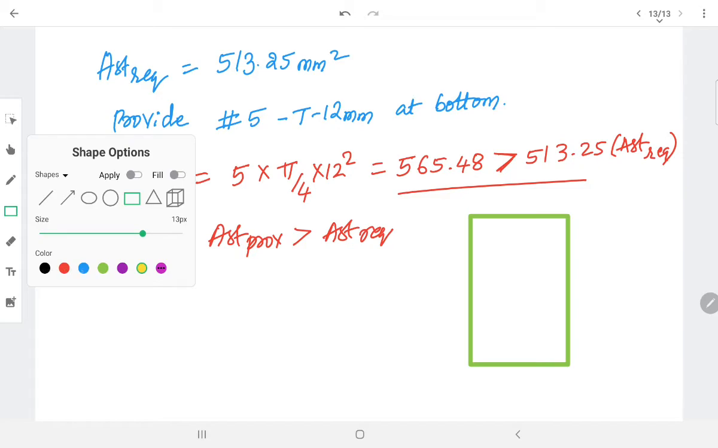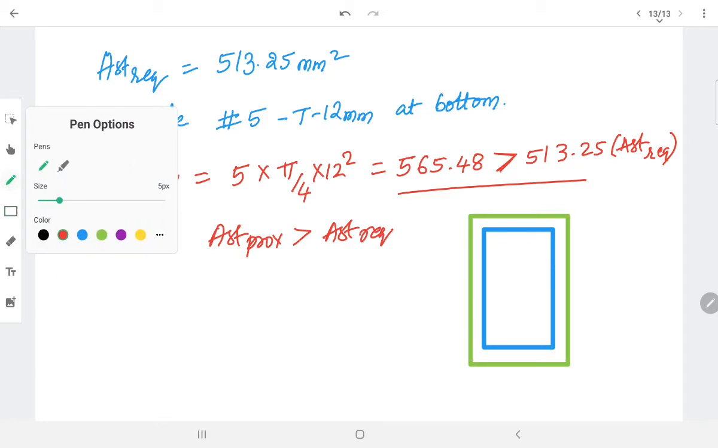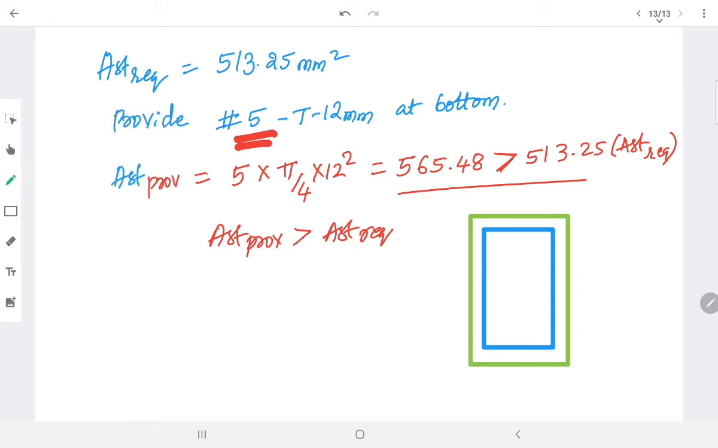So here what I will do, this is the stirrups. So now I will be providing the reinforcement. How many bars we got? 5 numbers. So here what I will do, 1 2 3 4 and 5. Okay, so here you may ask why we have not provided the reinforcement in one line.